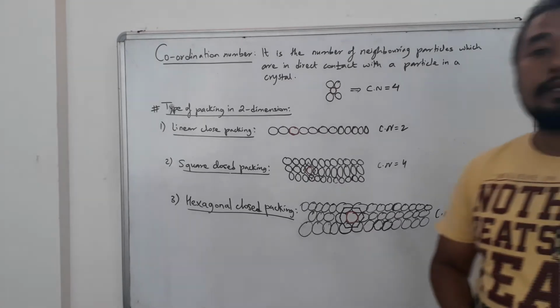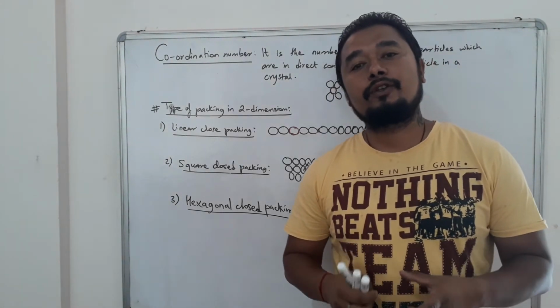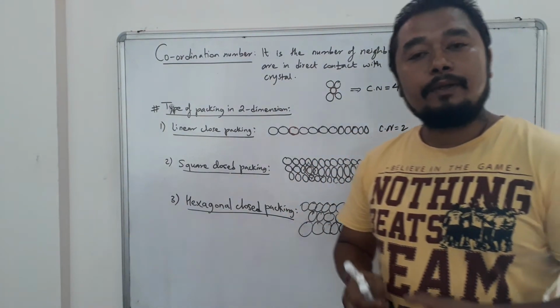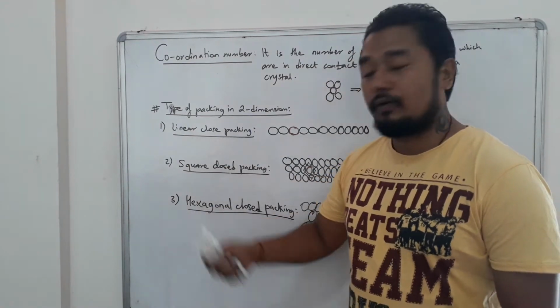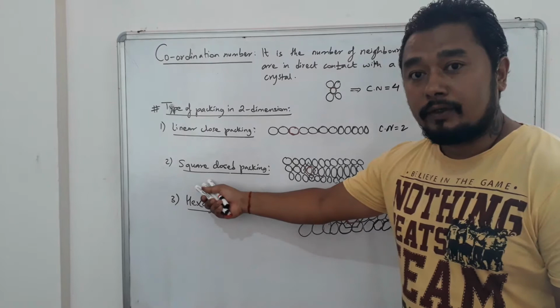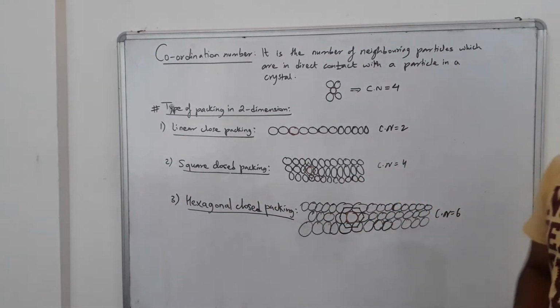So do remember students, the number of neighboring particles in direct contact with a particle in a crystal gives you the value of coordination number. Type of packing in 2 dimension is of 3 types: linear, square and hexagonal close packing. For linear close packing, coordination number is 2. For square close packing, coordination number is 4. And for hexagonal close packing, coordination number is 6.